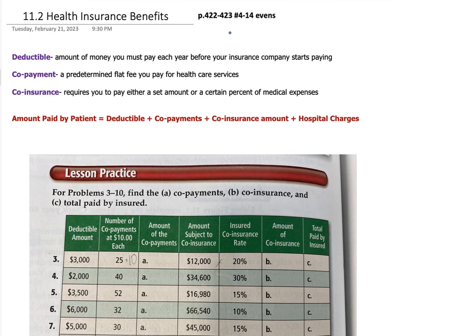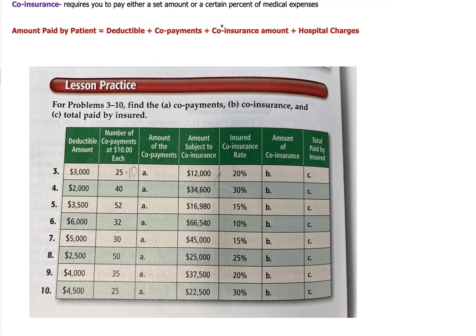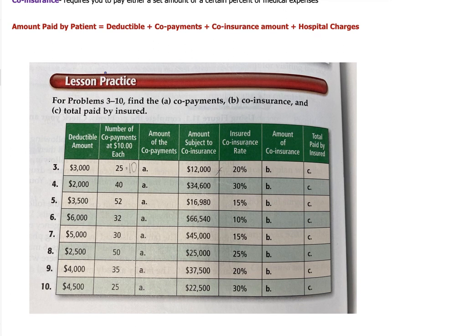Your assignment will be 4 through 14 evens on page 422 and 423. And I'll do numbers 3 and 11. So these aren't actually from your assignment, but they're very similar. So I'll do number 3 here.